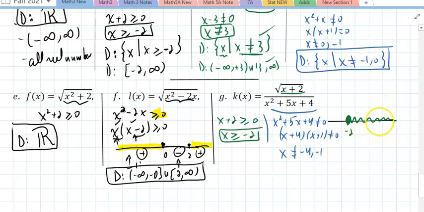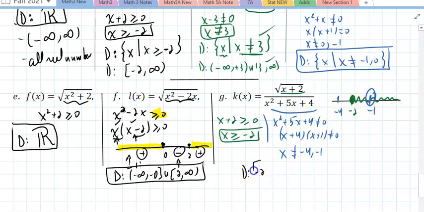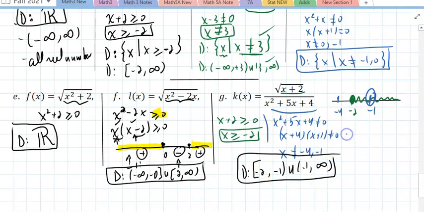So if I go on this, and I say, let me take out -4, let me take out -1. Now, if I read this, what can I have? Domain left to right, -2 is okay, all the way to -1, union with -1 to infinity. That would be my domain. And that's pretty much it for this section.